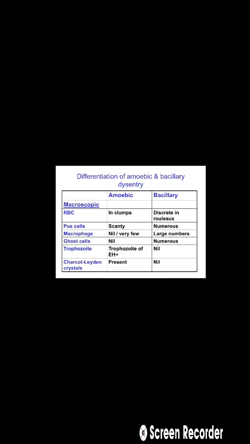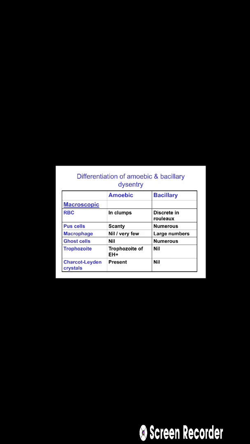In amoebic dysentery, if you examine the RBCs, they are in clumps, but in bacillary dysentery they are discrete, forming rouleaux. Pus cells are scanty in amoebic dysentery, but as bacillary dysentery is a bacterial infection, the stool contains numerous pus cells along with macrophage cells. Ghost cells, a specific form of macrophage, are also found in bacillary dysentery.